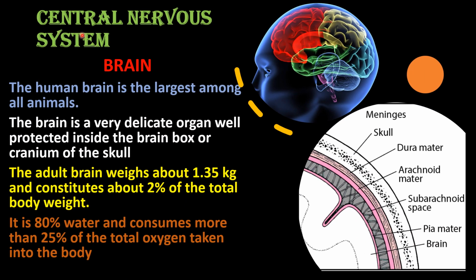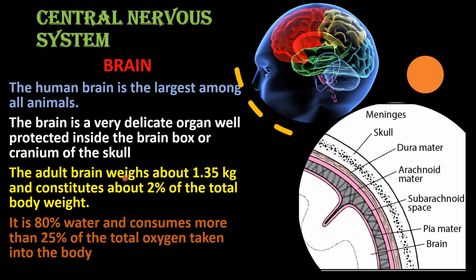Let us discuss the central nervous system. All of you know that the central nervous system consists of the brain and spinal cord. Yes, we can study the brain in detail. The human brain is the largest among all animals. The brain is a very delicate organ, well protected inside the brain box or cranium of the skull. The brain is protected by the skull.